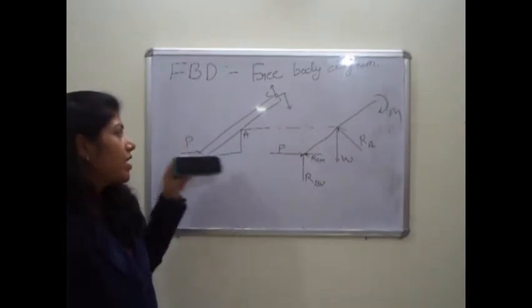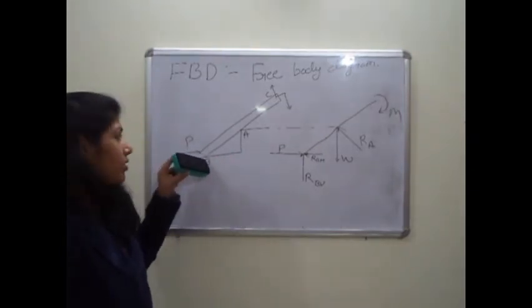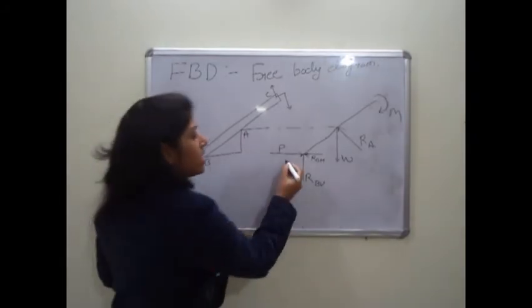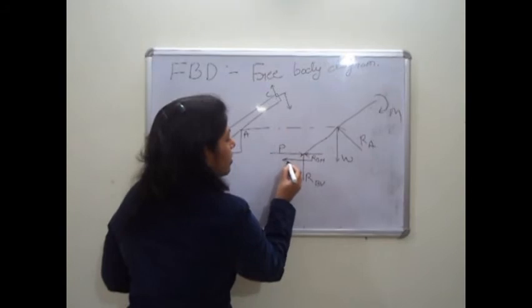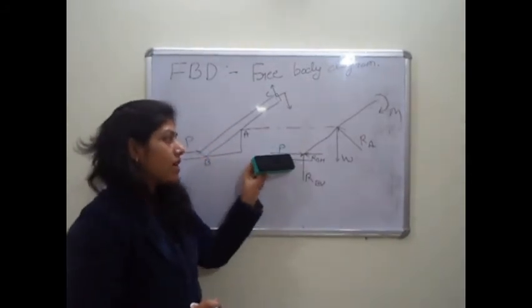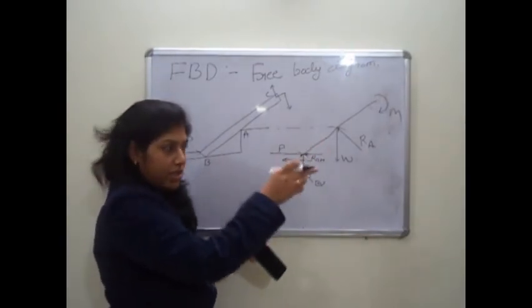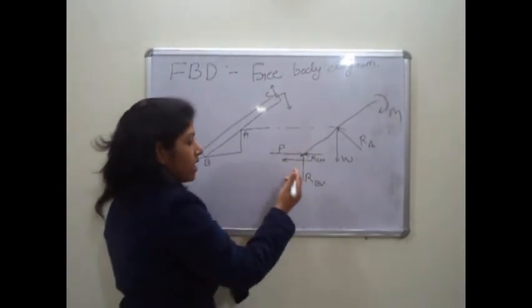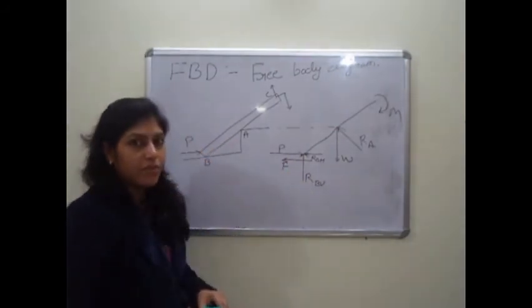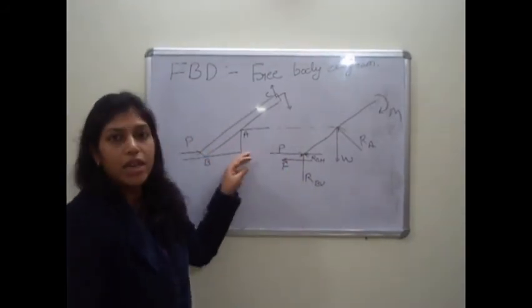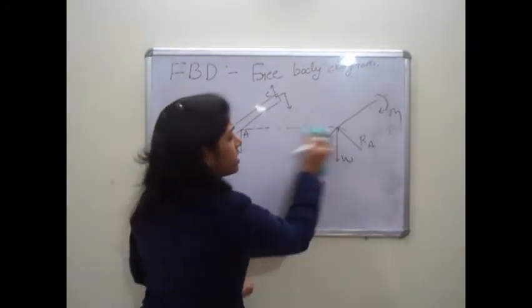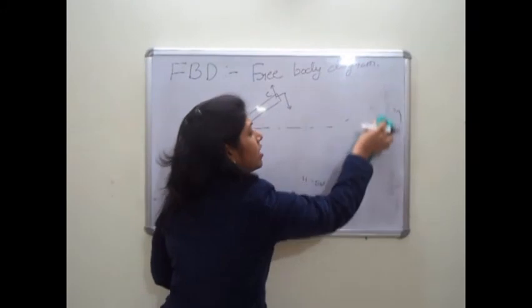If we are considering friction at particular point B, there will be a friction force, always in the opposite direction. If I am applying force P in this particular direction, then the friction force always acts in the opposite direction; that will be friction force F. So this is the free body diagram for that particular example. I think these examples are enough to understand free body diagram.